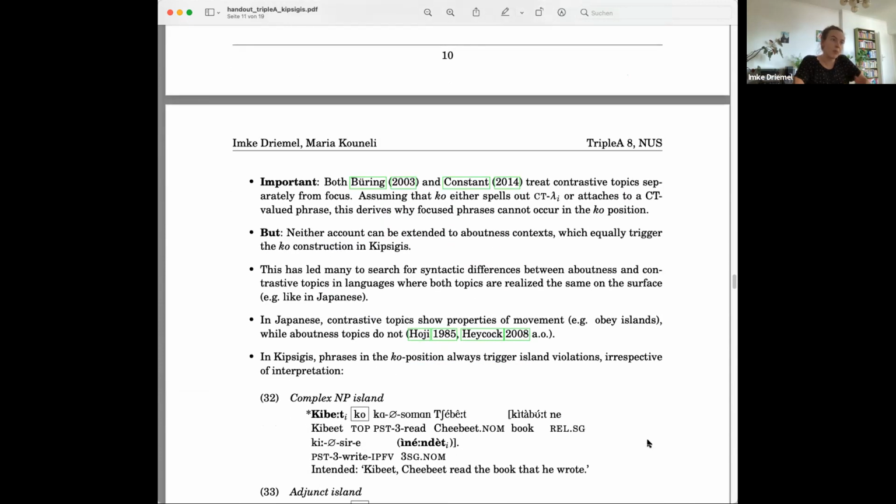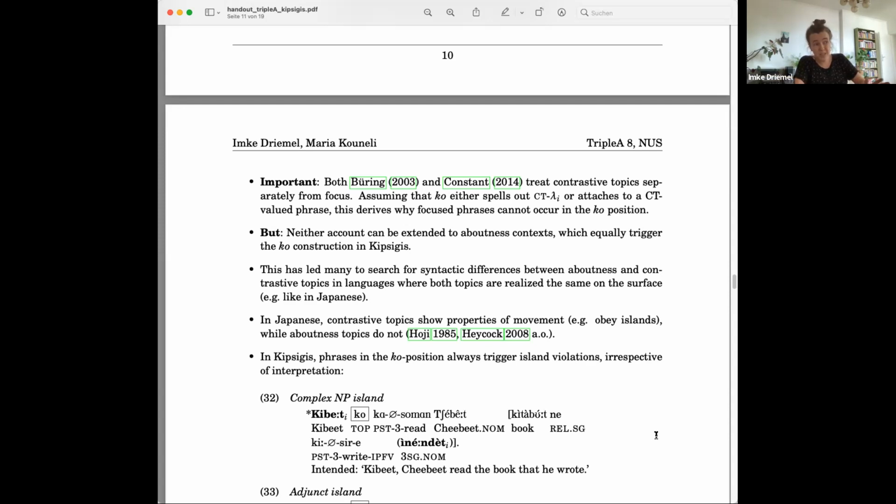What's important here is that both Bühring and Constant treat contrastive topics separately from focus. So assuming that Co either spells out the contrastive topic abstraction operator, or it attaches to a CT-valued phrase, this derives why focus phrases cannot occur in the Co position, right? So they treat this as something else, which is good. It's a good result, but neither account can be extended to aboutness topics, which we know in Kipsigis trigger the Co construction as well.